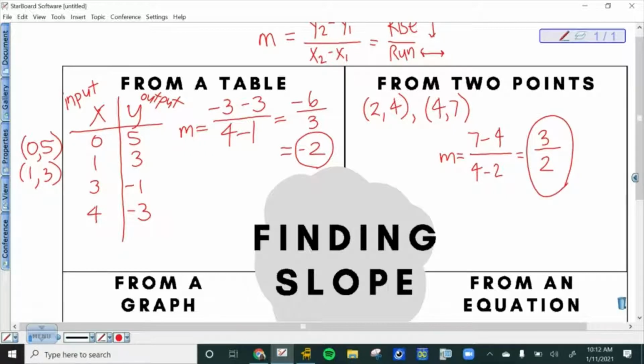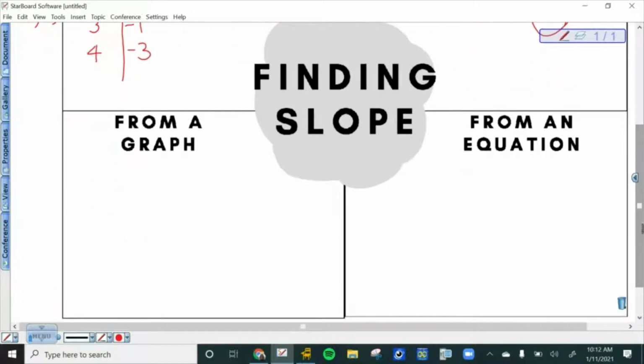So what's my rise and what's my run? What about over here? What was my rise? And what's my run? 1. Okay. All right, now let's take a look at a graph. So what I want you to do is draw a coordinate plane. So draw your y-axis and your x-axis. It doesn't have to be super perfect.